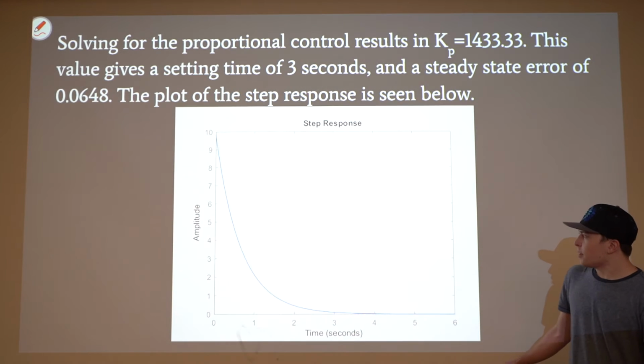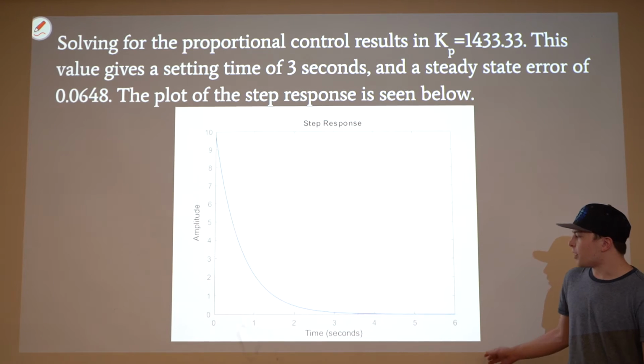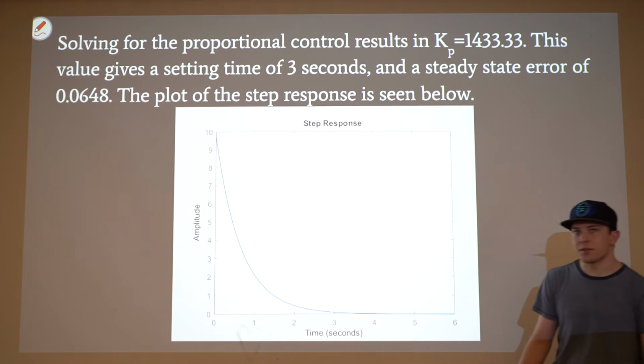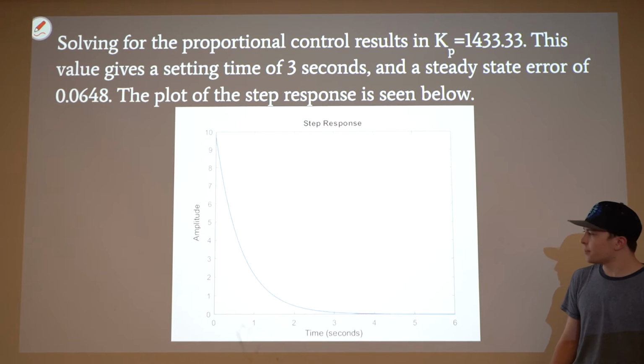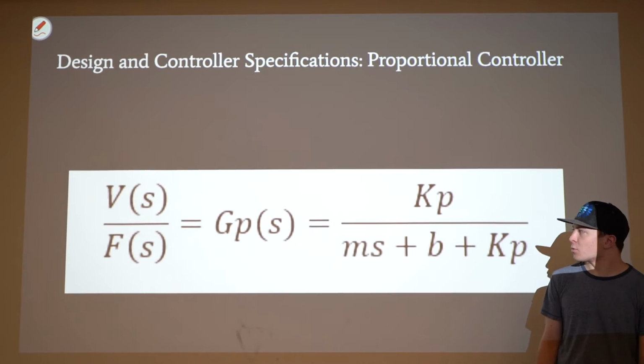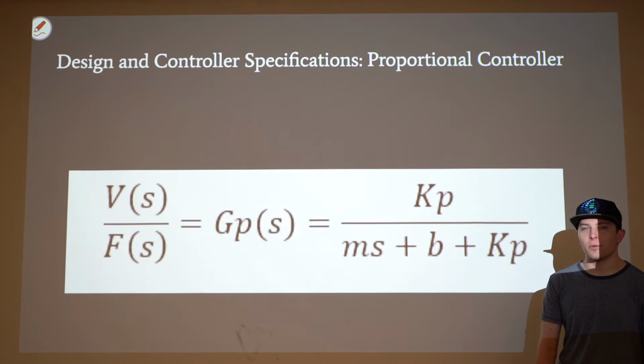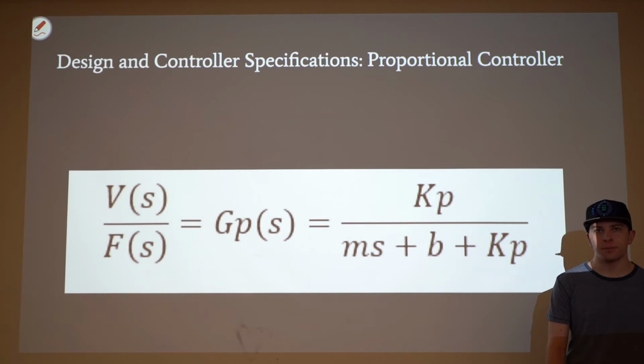You can see the plot of the step response of our system, velocity versus time. And we can see in this new updated plot, our settling time is a lot closer. You can see it's 3 seconds there instead of closer to like 50. And finally, this will be the overall transfer function for velocity with respect to force using the proportional controller design.